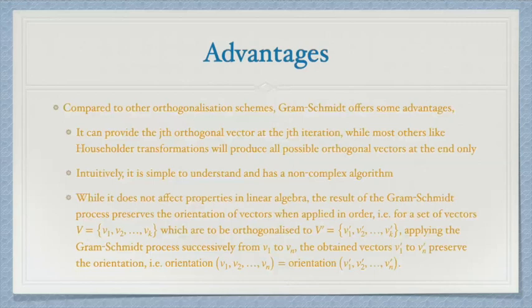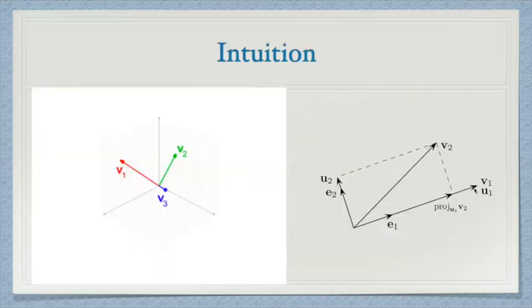Now, why Gram-Schmidt? Compared to other orthogonalization schemes, Gram-Schmidt offers certain advantages. For instance, one of the basic advantages in terms of complexity is that it can produce the jth orthogonal vector at the jth iteration of the process. However, other processes like Householder transformations will produce all the possible orthogonal vectors only at the end of the simulation. Further, it is a very intuitive and simple to understand algorithm, as shown here, where we simply remove the components which lie along previously discovered orthonormal or orthogonal vectors to discover the next orthogonal component.